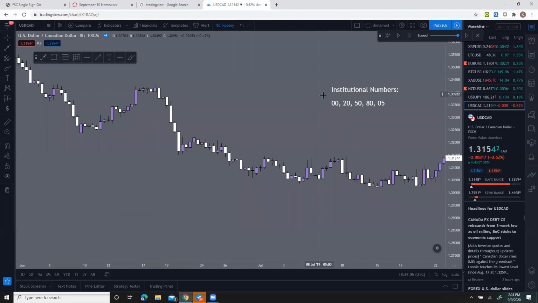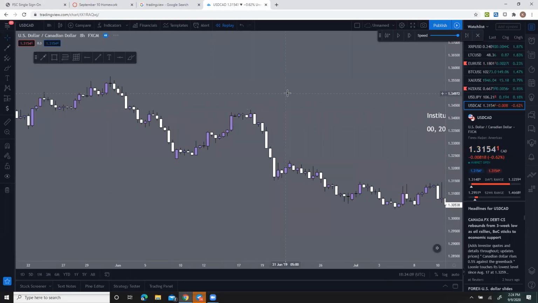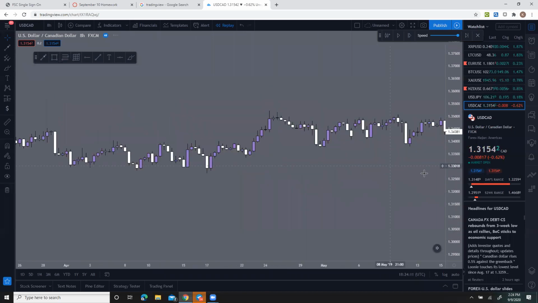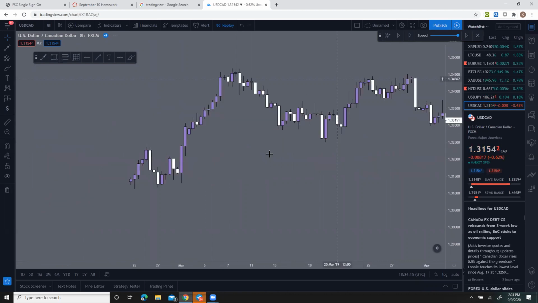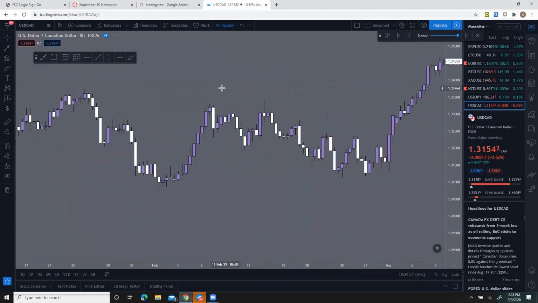Makes perfect sense. All right, I'm gonna go ahead and find one more example so I can go through the idea of institutional levels with y'all. And after that, we're gonna go over some backtesting.